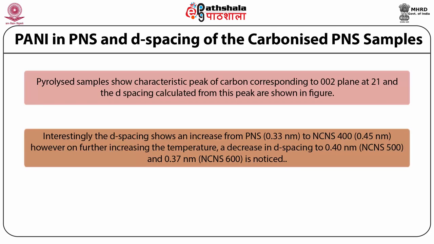However, on further increasing the temperature, a decrease in the d-spacing to 0.45 nanometer for the sample carbonized at 500 degree C, and 0.37 for the sample carbonized at 600 degree C is noticed. So the change in d-spacing is observed because of the structural changes at different annealing temperatures.